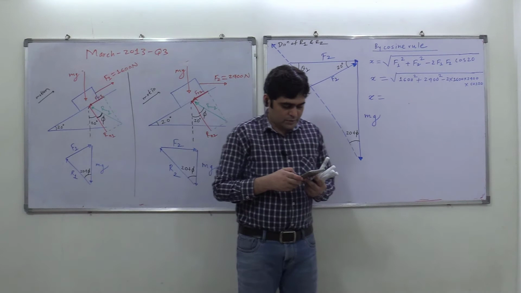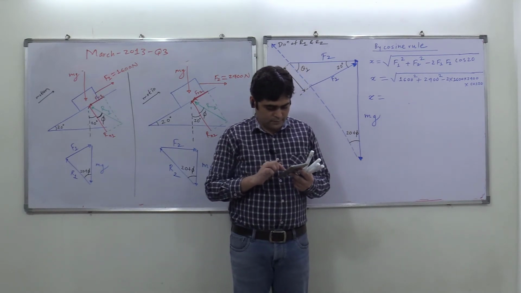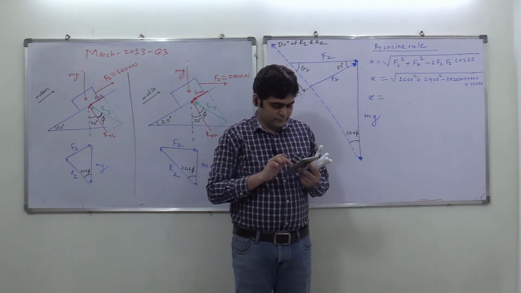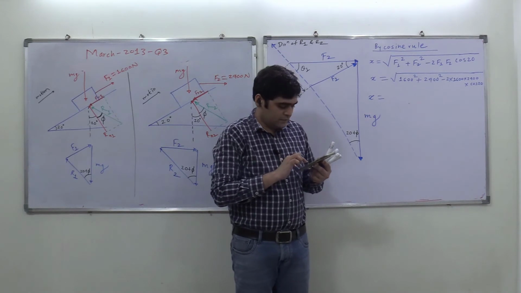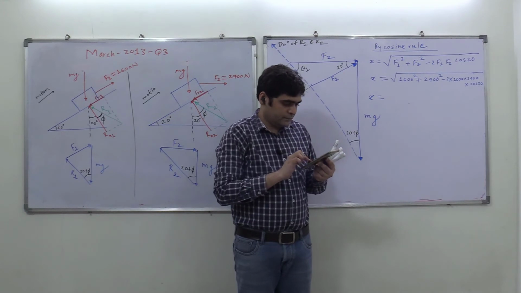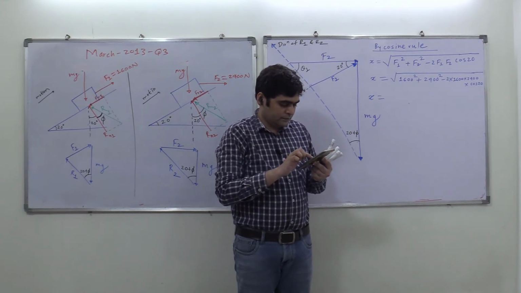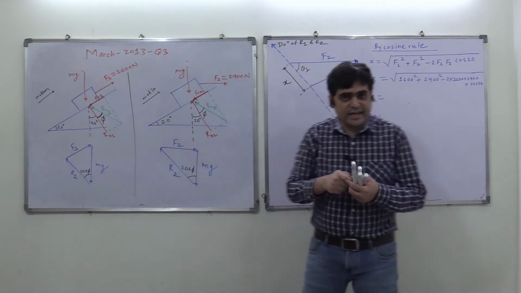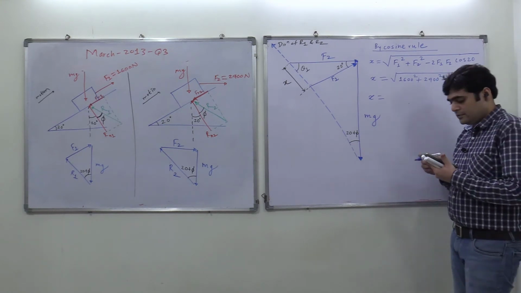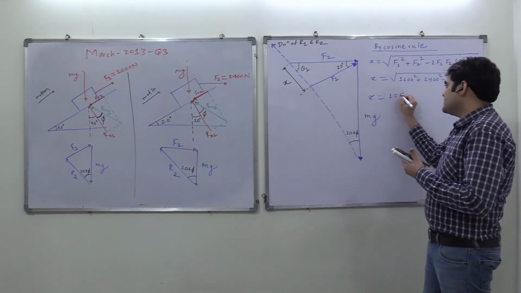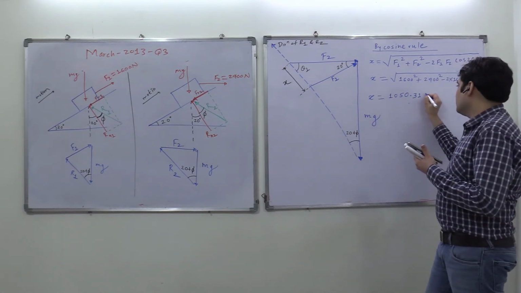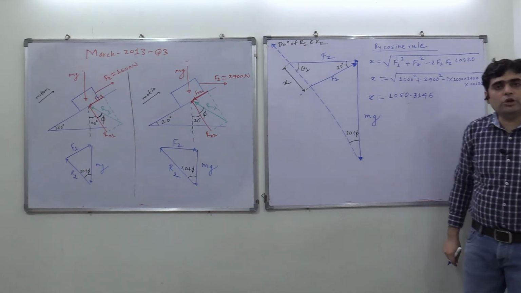Everyone please do the calculation. Second opinion. How much are we getting, guys? How much? 1050.316 units. What will be the unit of x here?